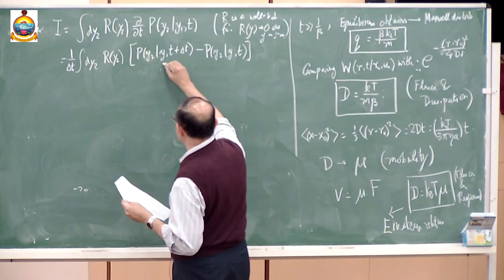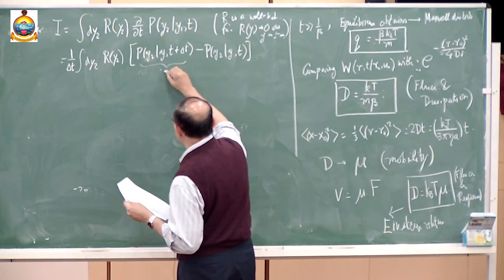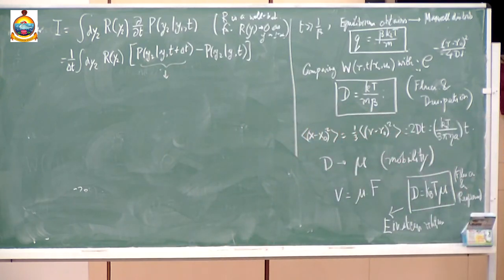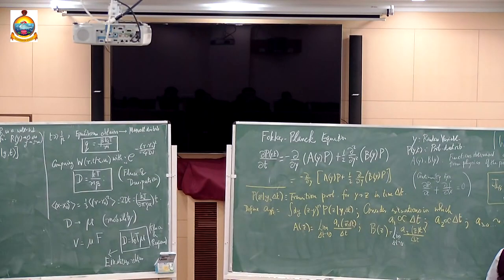At this point, for this term, we will use what is called the Chapman-Kolmogorov equation. So, I have to tell you what it is. It's a very commonsensical and very nice, simple equation.